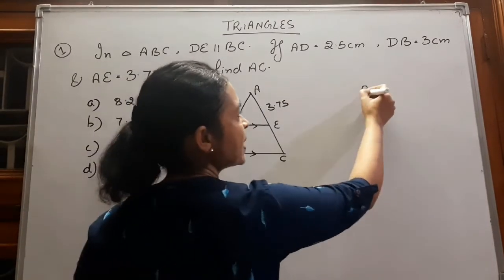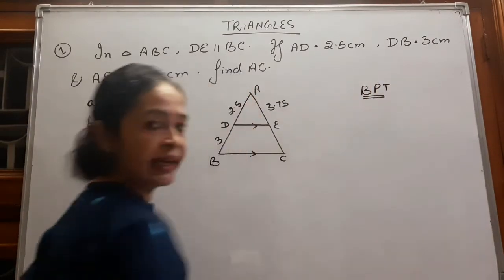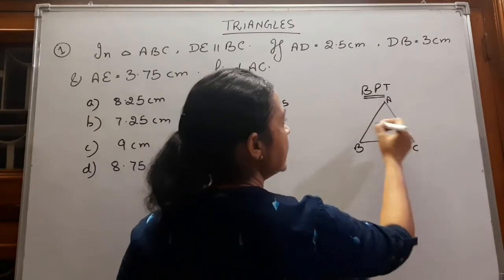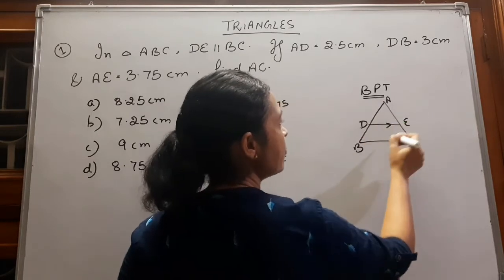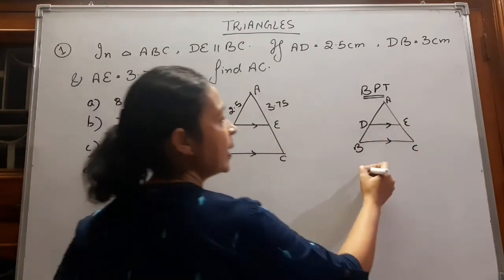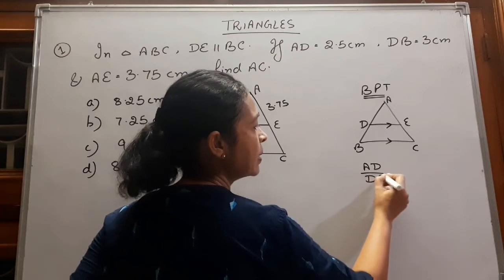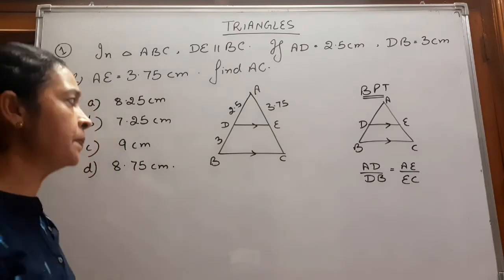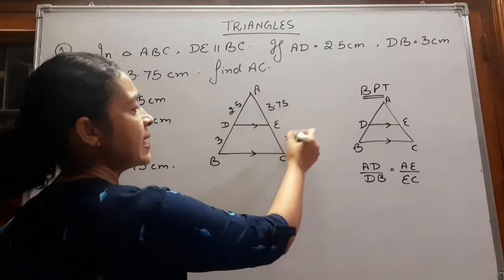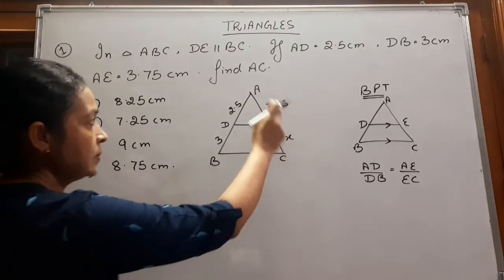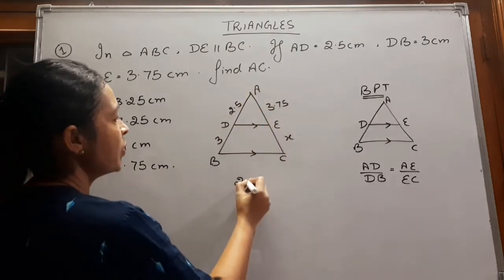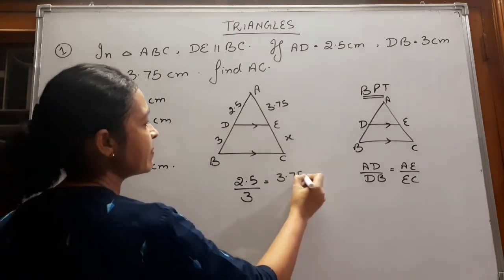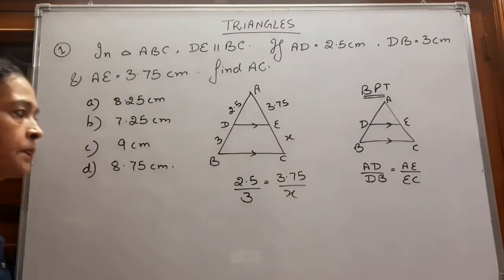Children, as per BPT, the basic proportionality theorem, if in this triangle ABC, DE is parallel to BC, then AD upon DB equals AE upon EC. Now, let's take EC as x. AD upon DB, 2.5 centimeters upon 3 centimeters, equals 3.75 by x.